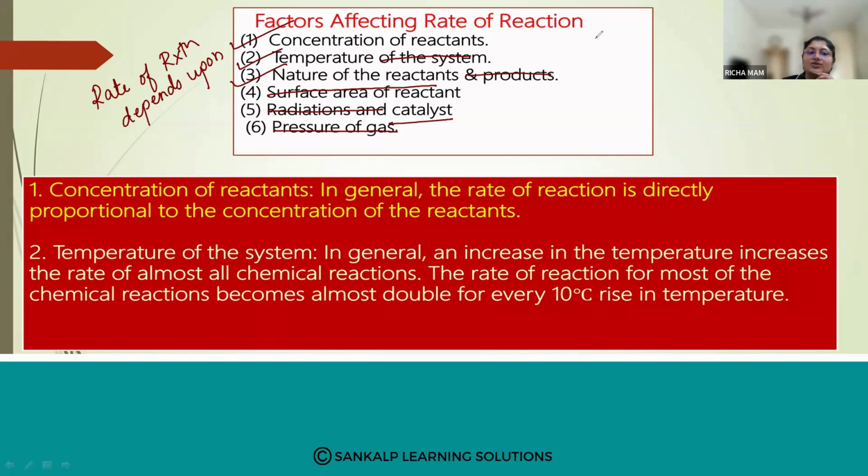So please note it down. The factors which are affecting the rate of reaction are concentration of reactants, temperature, nature of the reactant and catalyst. So these are the four factors which will affect the rate of reaction. First, let us start with the effect of concentration on the rate of reaction.